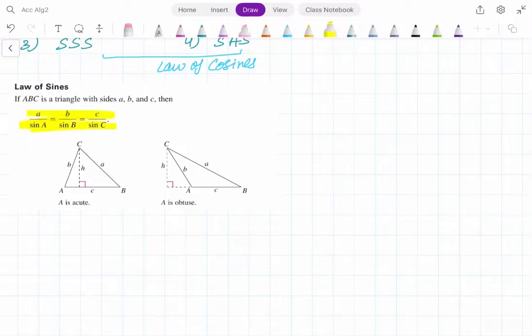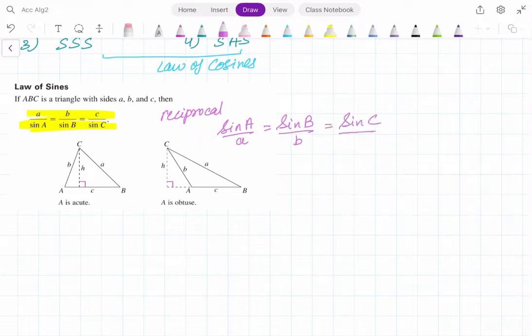So law of sines, we say side A divided by sine A, side B divided by sine B, and side C divided by sine C, and its reciprocal is also valid. When we have to find the sides, we use the first way of writing the law of sines. When we have to find the angles, we use the reciprocal form. Now, can I prove it? Yes, we can prove it by using the basic SOHCAHTOA.